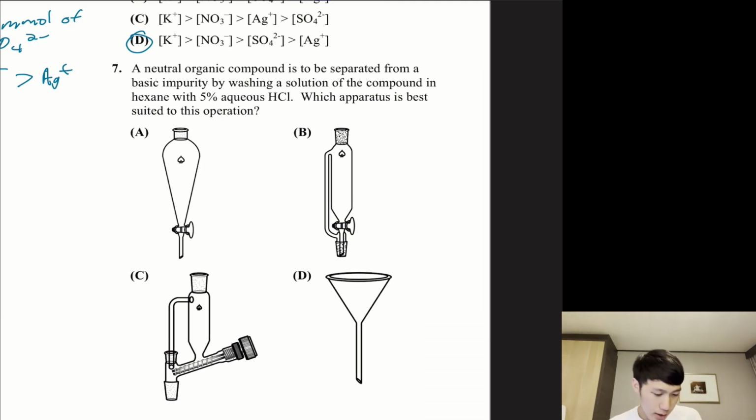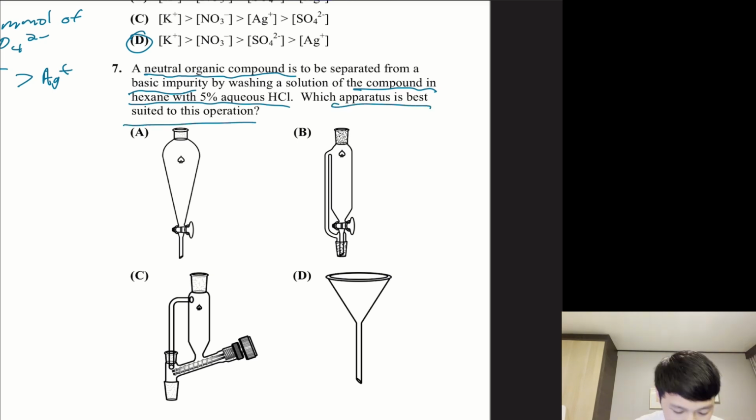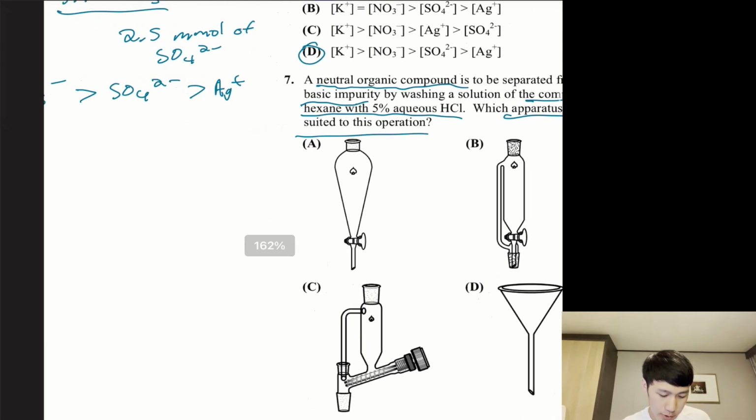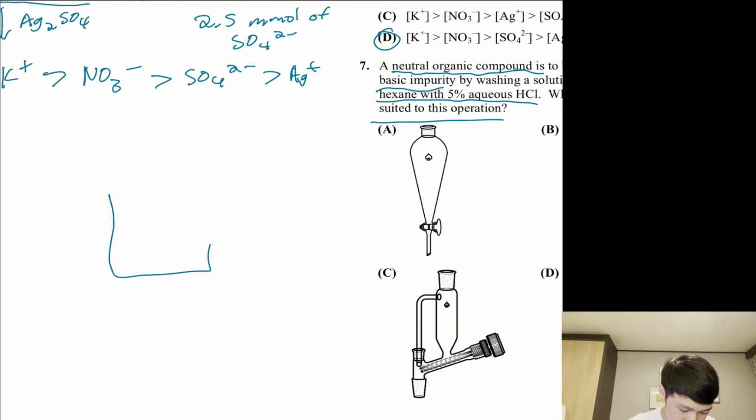Problem 7. A neutral organic compound is to be separated from a basic impurity by washing a solution of the compound in hexane with 5% aqueous hydrochloric acid. Which apparatus is best suited for this operation? So first, let's understand the theory of what's going on here. So we have some type of vessel. We don't know what it is yet. We're going to have to decide, like in the answer choices.